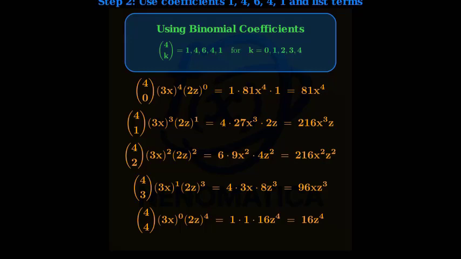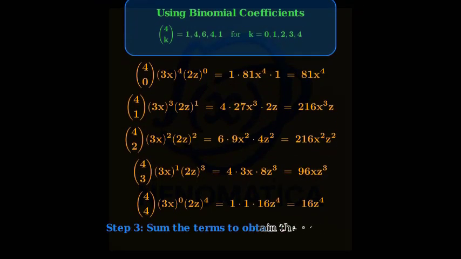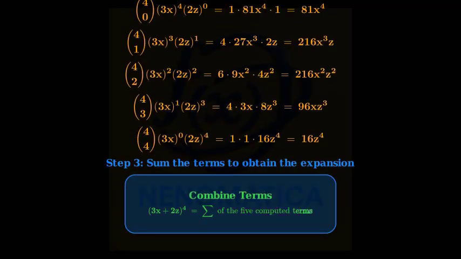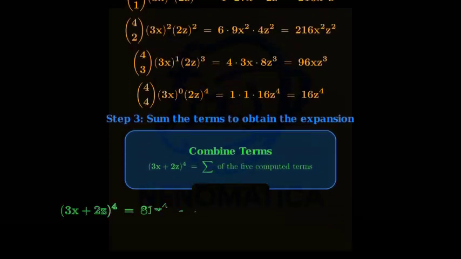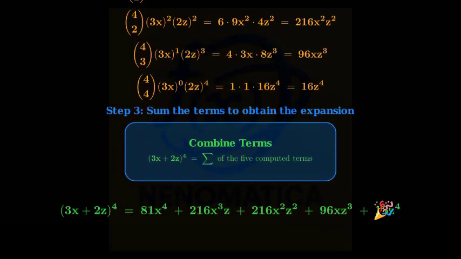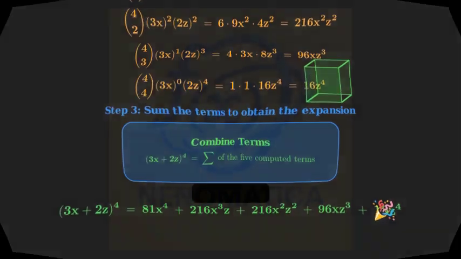Step 3. Sum all the terms. We add the 5 bold terms to write the final expansion. Combine them in order of descending powers of x. Then we display the result in green. Here is a small 3-dimensional style visual as a fun note representing the fourth power as a volumetric growth idea.